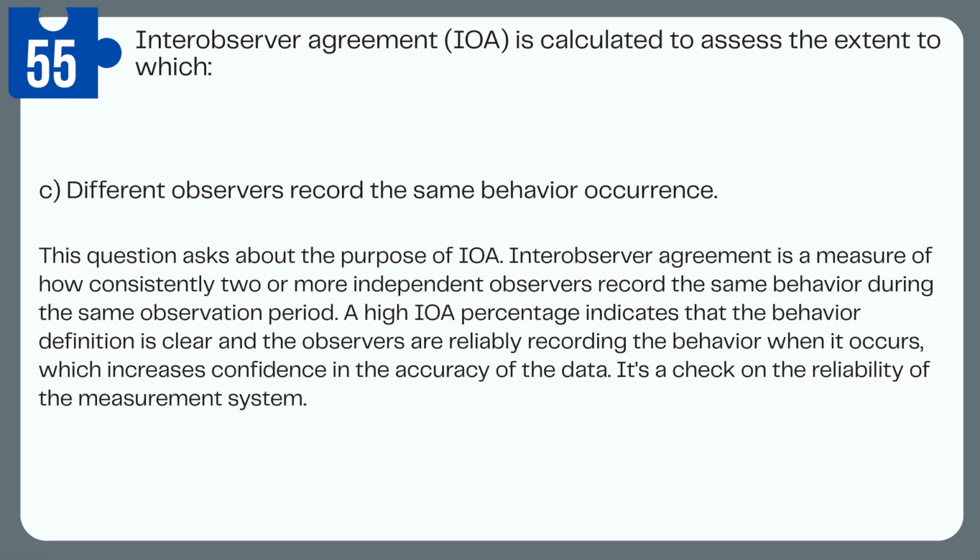Answer: C. Different observers record the same behavior occurrence. This question asks about the purpose of IOA. Inter-observer agreement is a measure of how consistently two or more independent observers record the same behavior during the same observation period. A high IOA percentage indicates that the behavior definition is clear and the observers are reliably recording the behavior when it occurs, which increases confidence in the accuracy of the data. It's a check on the reliability of the measurement system.